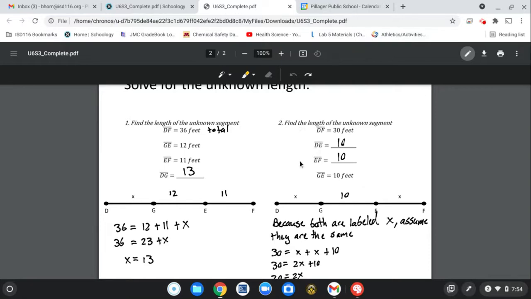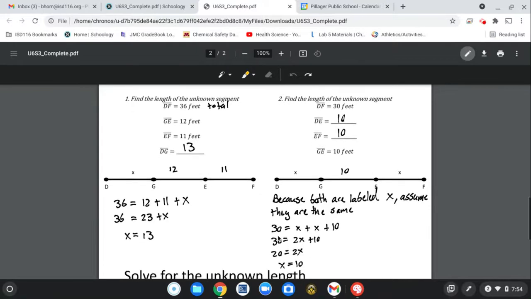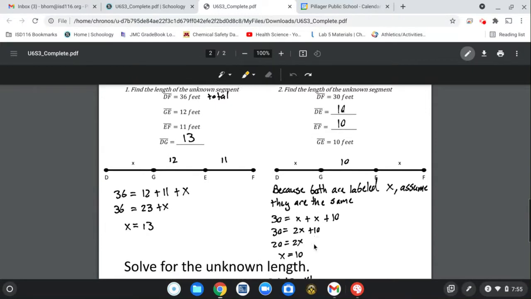Number 2 on this page, again, is a little bit different. This time we have 2 missing pieces, but we see that those missing pieces are both labeled as X. So since they're both labeled as X, we assume that they're the same length. So when we build our equation, the total, or 30 feet, is equal to each part, X plus 10, we can simplify by putting our X's together to get 2X plus 10 equals 30. Subtract 10 from both sides, and then divide by 2, and you get X is equal to 10.